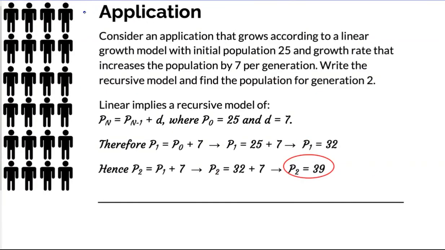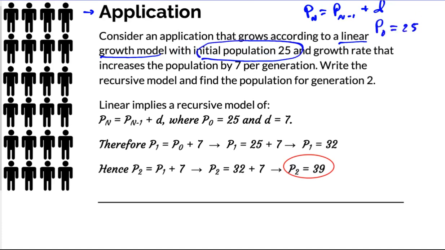So here we see we have an application. It says consider an application that grows according to a linear growth model. Once we see linear growth model, we're saying P sub n equals P sub n minus 1 plus D. With an initial population of 25, once we read that, we should say P0 equals 25. And a growth rate that increases by 7. That tells us that D equals 7.